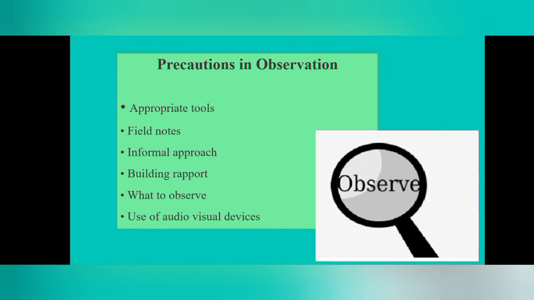Precautions in observation. Appropriate observation tools should be used. Field notes should be taken. It means that the researcher should write down all the important things that he has observed. He should make the field notes that would help him to further conclude his results. Informal approach should be employed instead of the formal approach. Building rapport is very important. The researcher should build a rapport with the other participants of the observational community.